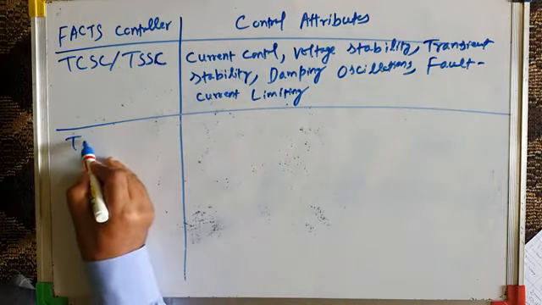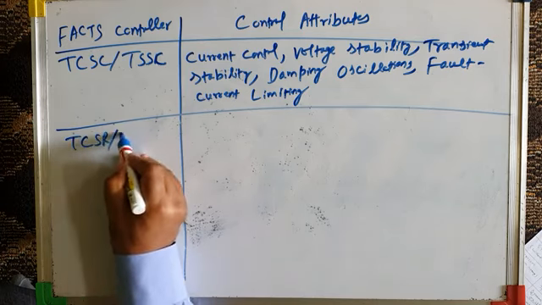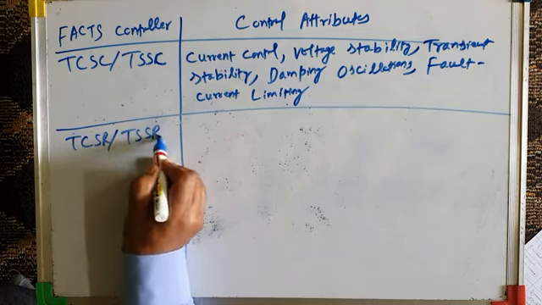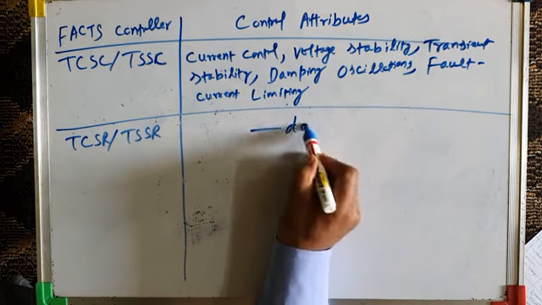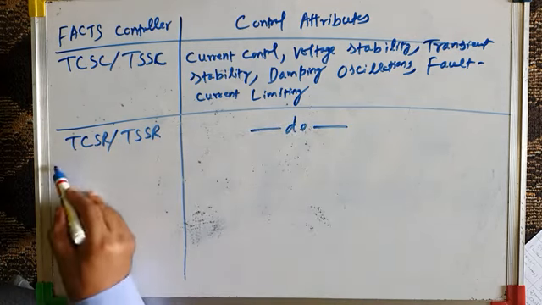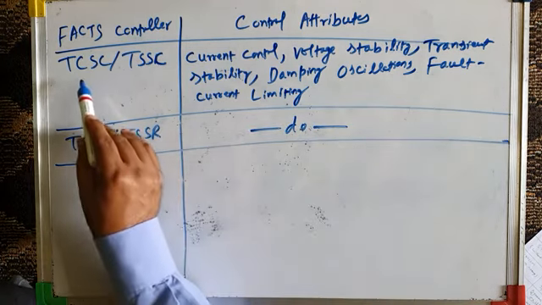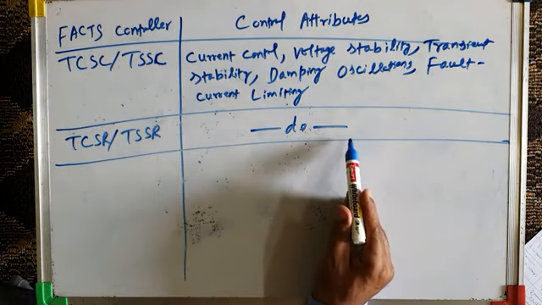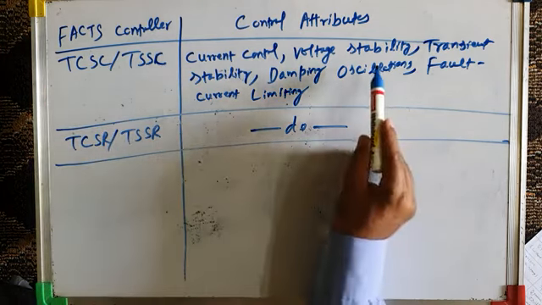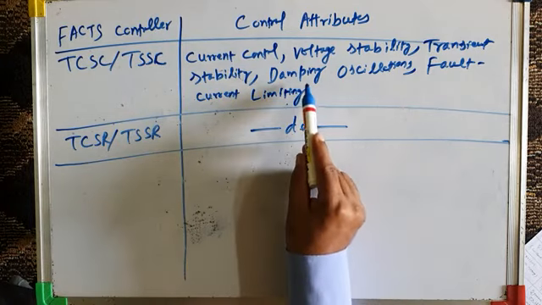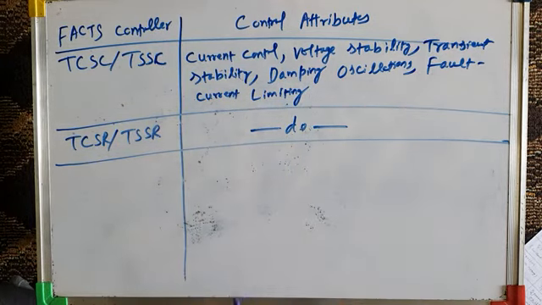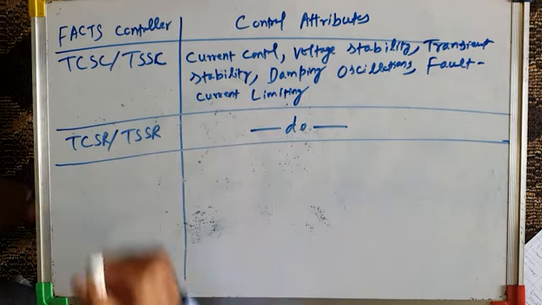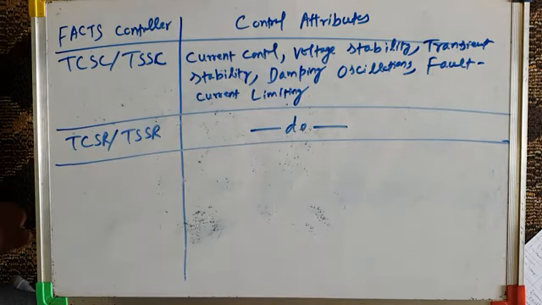Second is thyristor controlled series reactor or thyristor switched series reactor. Its control attributes are the same. It does the same functions, same jobs as done by TCSC or TSSC. So its control attributes do not change. They are the same: current control, voltage stability, transient stability improvement, damping oscillations, and fault current limiting. Okay, so these are thyristor based series compensators or series controllers.